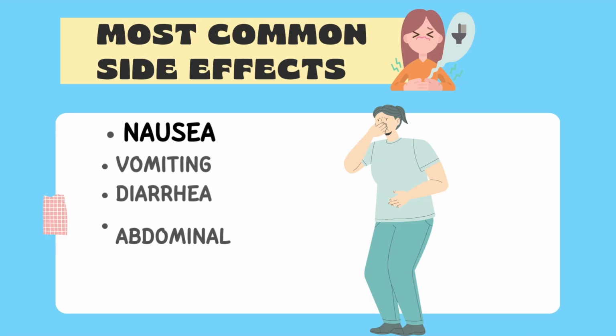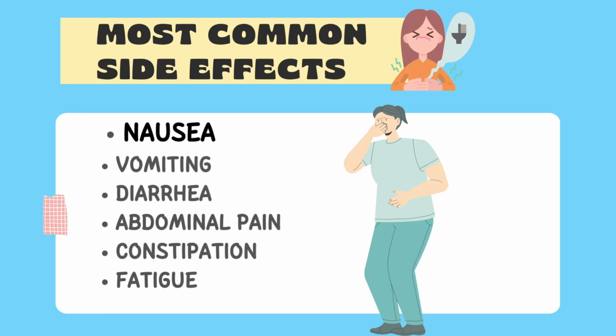Alright, so this moves us on to most common side effects. The most common side effects are usually nausea, vomiting, diarrhea, abdominal pain, constipation, fatigue. The stomach-related side effects, especially the nausea, tend to be the most bothersome and biggest challenge or hurdle for many patients to get over. And this can also affect compliance.